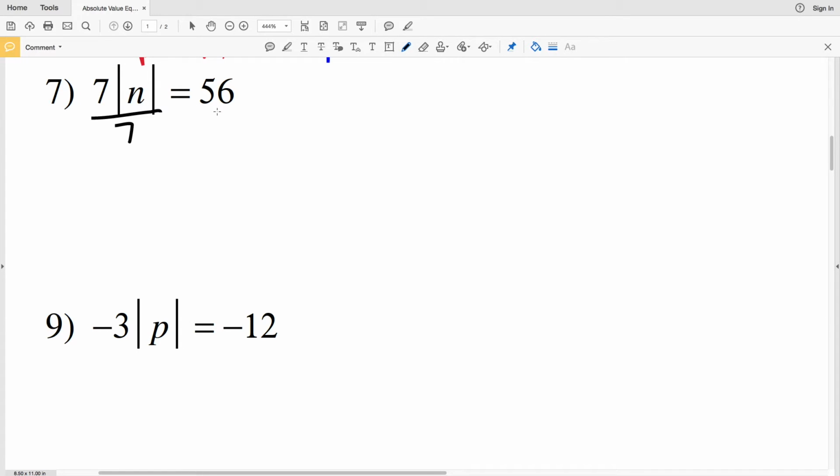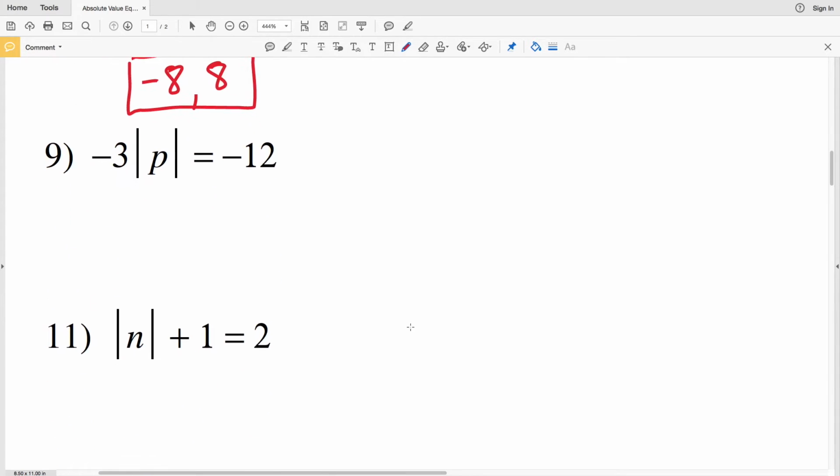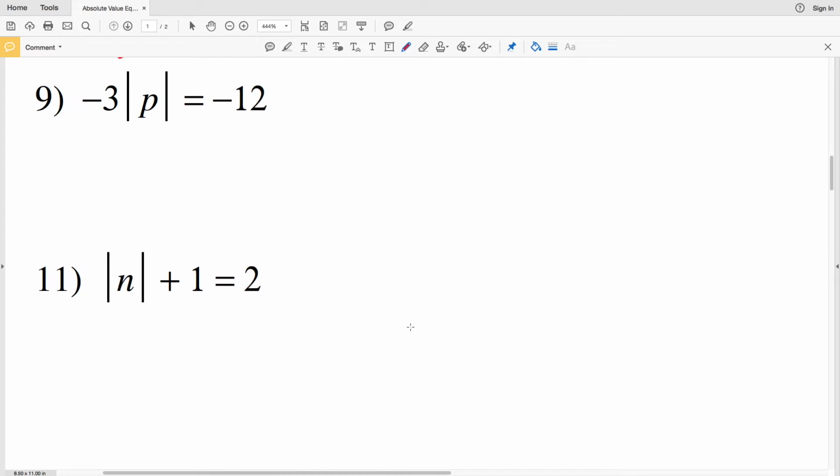Dividing by that positive 7, we get that the absolute value of n equals 56 divided by 7, which is 8, since 7 divided by 7 is 1, and anything times 1 is just that quantity, which was the absolute value of n. So now we have the absolute value of n equals 8. That means that this n is either negative 8 or positive 8, and that's the answer for number 7. Number 9, again, like in number 7, we have a value outside of the absolute value.